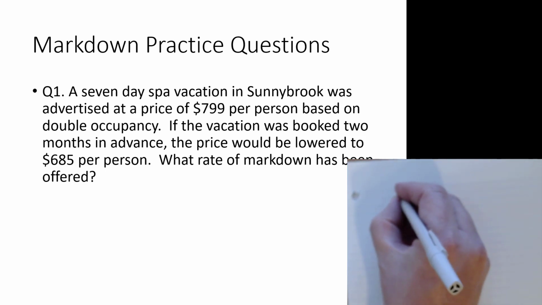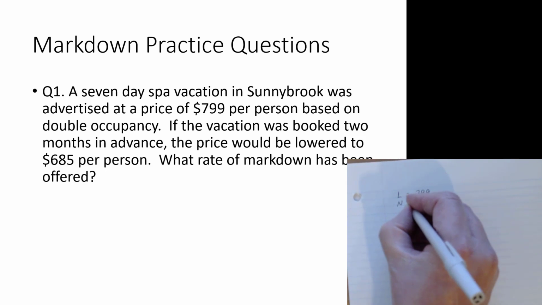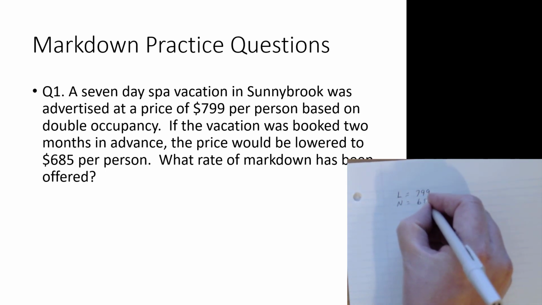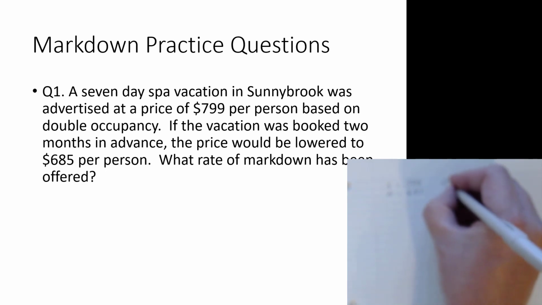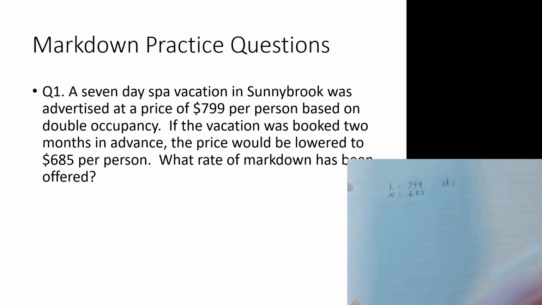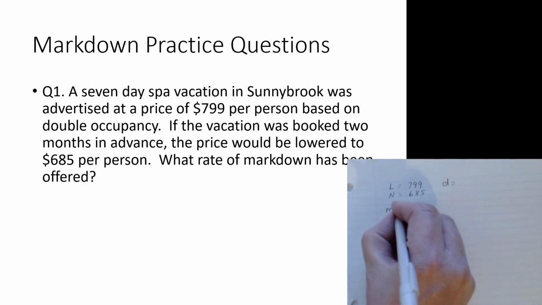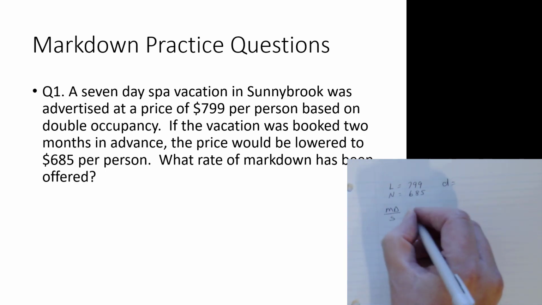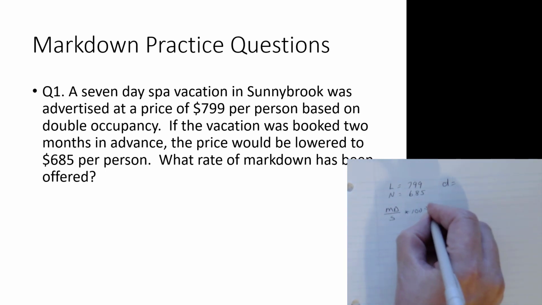So the list price, the original price, is like $799. The price we actually are going to pay is $685. And really what we want to determine is the rate of discount, D. But we're going to express that as a percentage. Okay, so we're going to want the markdown on selling price times by 100%.